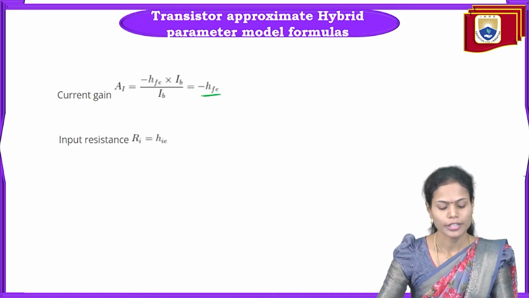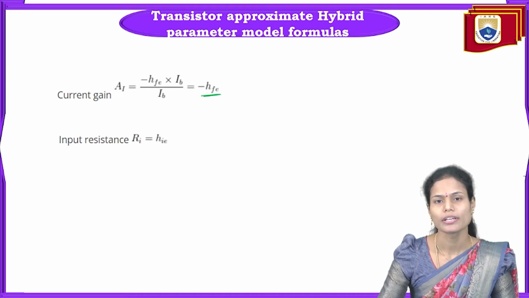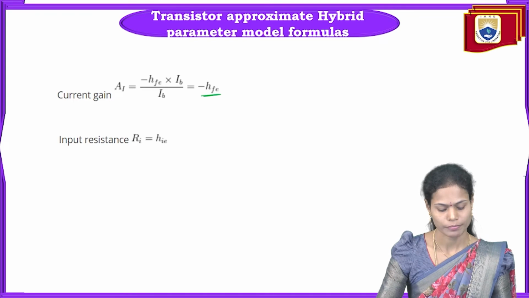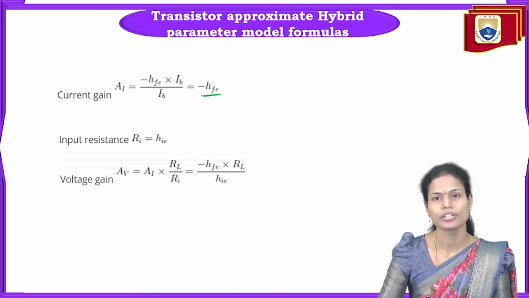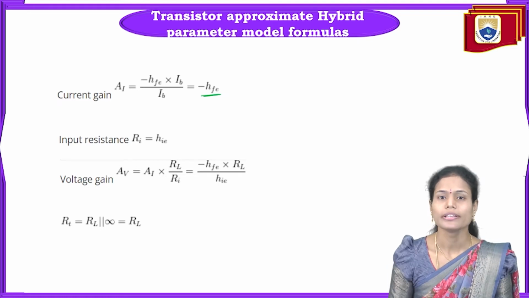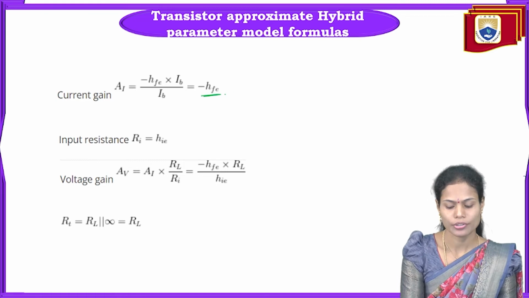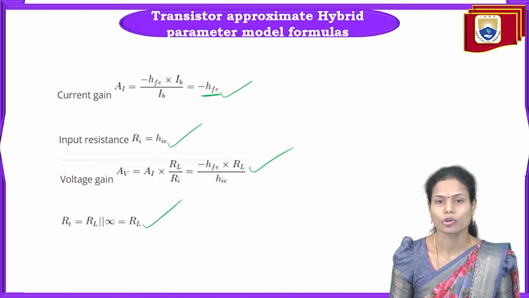And input resistance value is approximately equal to the input impedance of the H parameter circuit, HIE. And the voltage gain is minus HFE into load resistance by input resistance HIE. And the output resistance is almost equal to the load resistance. So in the approximate model, we need to utilize these particular formulas instead of exact model formulas.